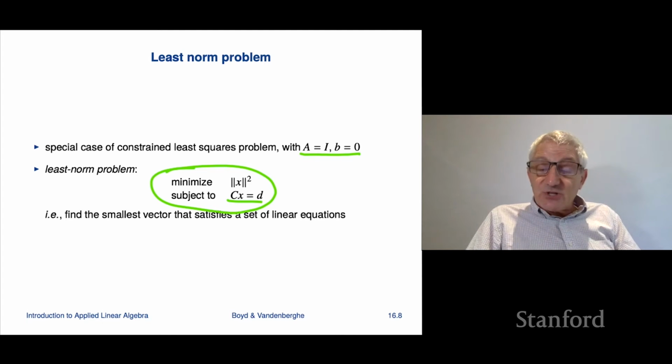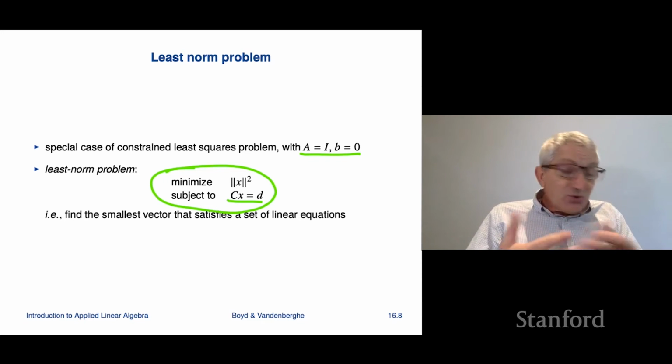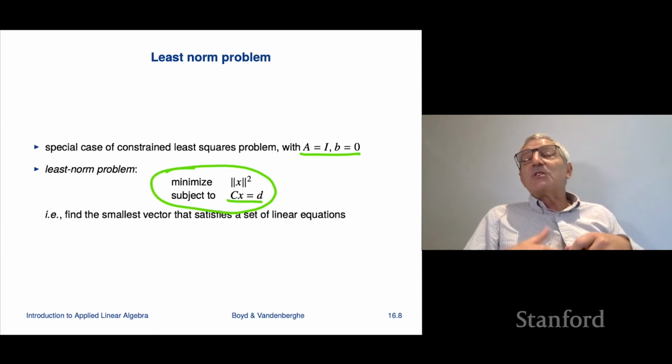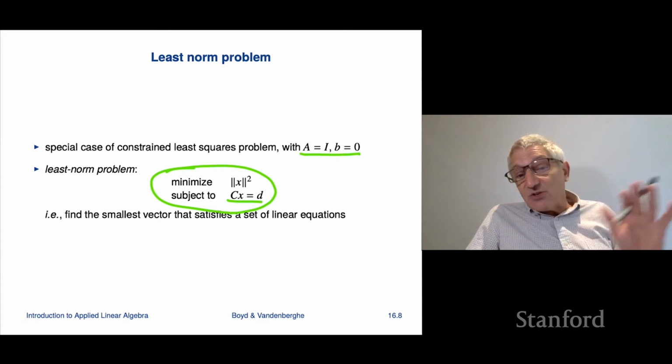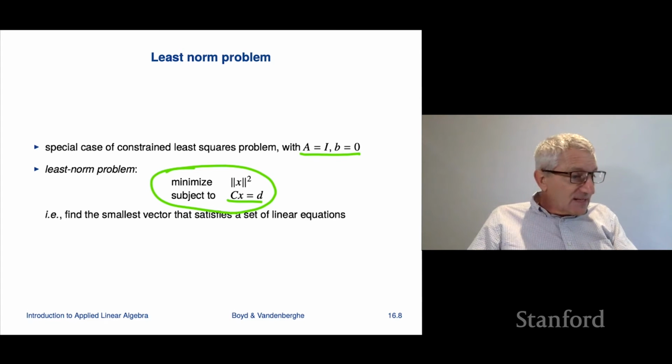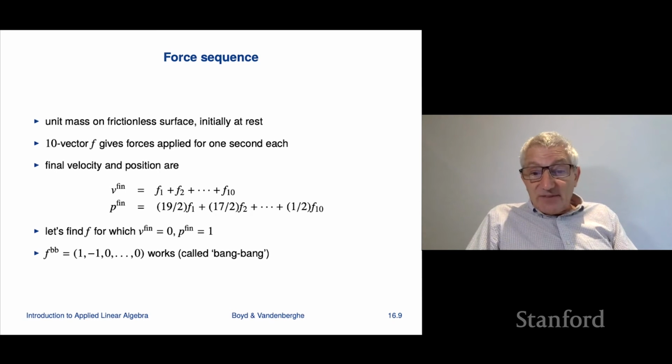So it's very interesting. Usually in many applications, somehow the size of X will translate into something like find me the most efficient solution or something like that. That's typically what it means. And this works, of course, when there's many solutions of Cx equals D. Let's look at an example of that.